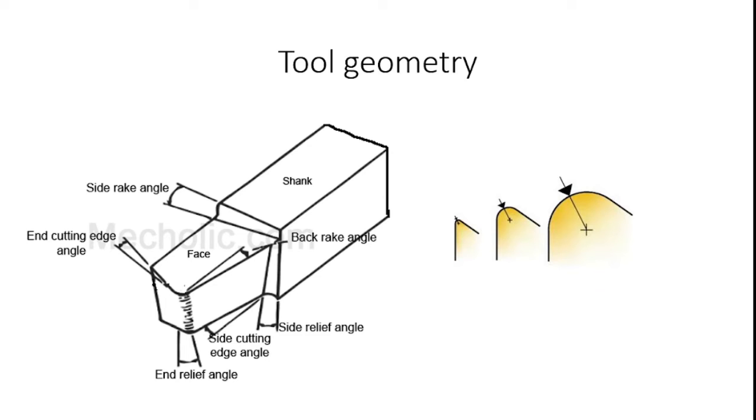And then side cutting edge angle, available on the bottom side. Why is this angle provided in the tool geometry? This angle is available between the side cutting edge and the longitudinal axis of the tool, which is known as the side cutting edge angle. In addition to controlling the direction of chip flow, the chip flow direction is controlled with the aid of side cutting edge angle, and also it avoids the formation of built-up edge.